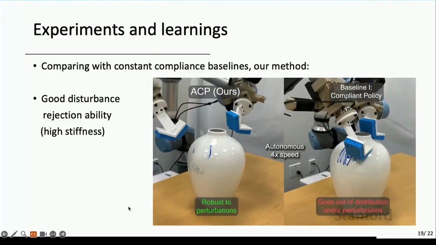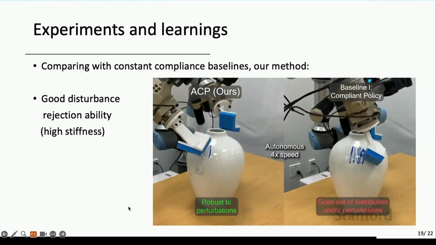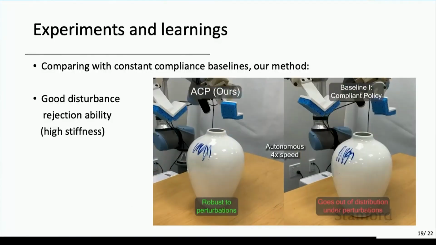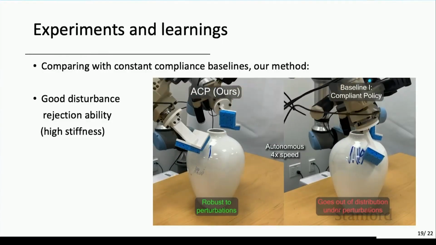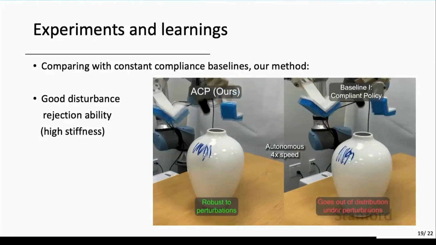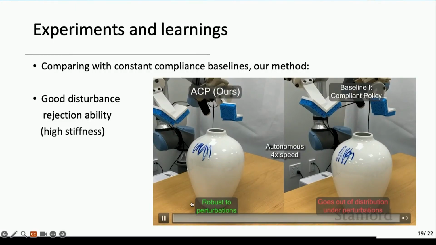Here's another example where we use a rubber hammer to hit the item to provide force disturbances. Our method is basically not affected because we have robustness against force in all directions, whereas the baseline compliant policy quickly goes out of distribution.